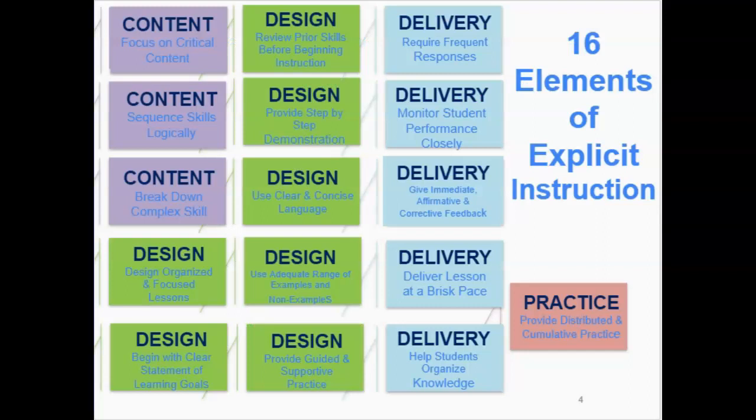When we're talking about explicit instruction, there are 16 elements, and when we break it all down, they focus on the four larger areas of content, design, delivery, and practice. We're going to go through each of the elements separately and discuss how we can use those to support students with behaviors.